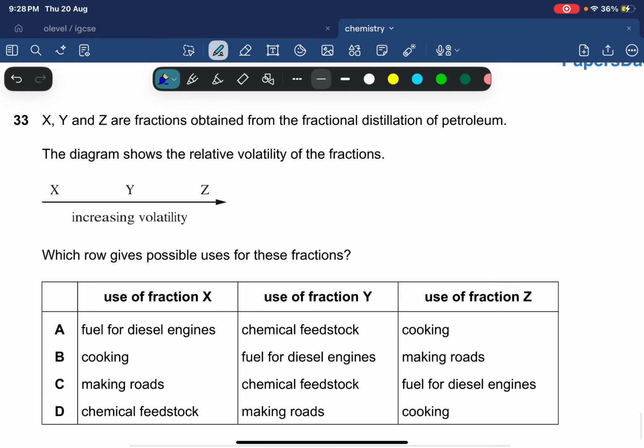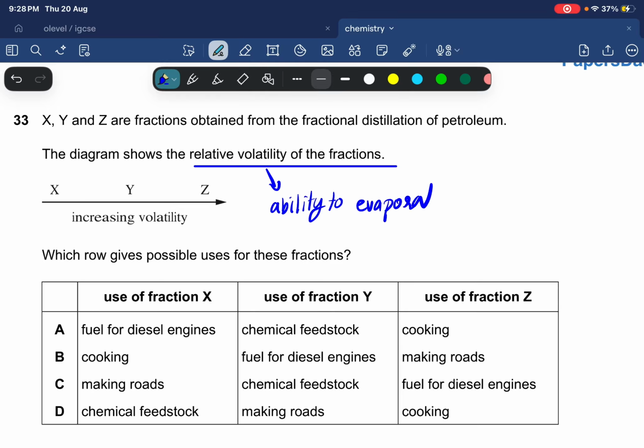Next, X, Y, and Z are fractions obtained from the fractional distillation of petroleum. The diagram shows the relative volatility of the fraction. So volatility means your ability to evaporate. Okay, the use of fraction X. Increasing volatility, so that's going to be the most volatile, so that's going to be used for cooking, I think.